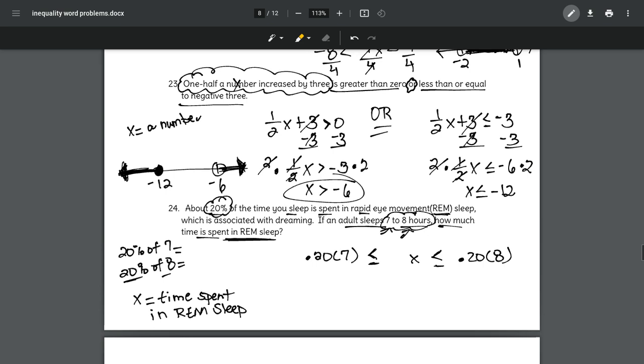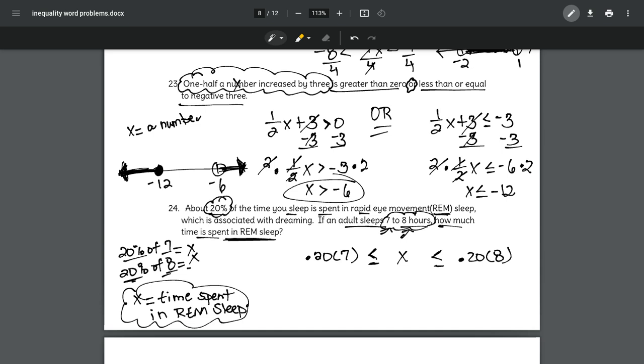And when you set it up like this, guys, if you're putting your expression in between, and my expression is just x, I don't have to really do any work besides find 20% of 7 or 20% of 8. So x will be equal to 20% of 7. X will be equal to 20% of 8. But if I set it up as a compound inequality, then once I find 20%, it's going to tell me between what hours, or from how much of the 7 to 8 hours I'm dreaming.